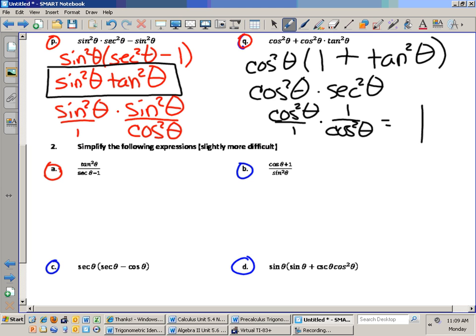Secant squared is represented as 1 over cosine squared. So, okay, 1 over secant squared times secant squared is, but either way it's still 1. Yep, that will be fine as well.